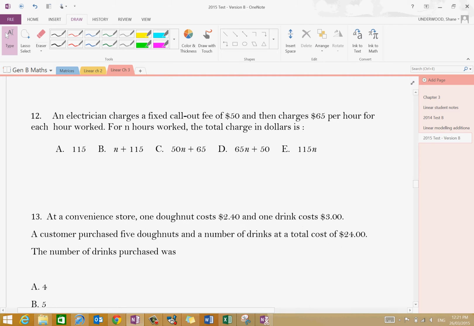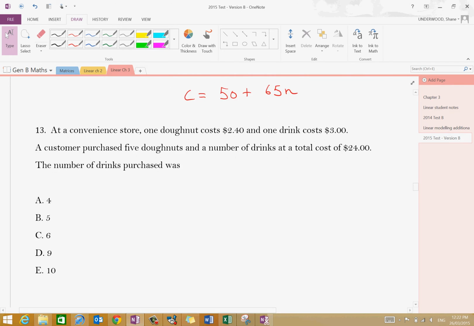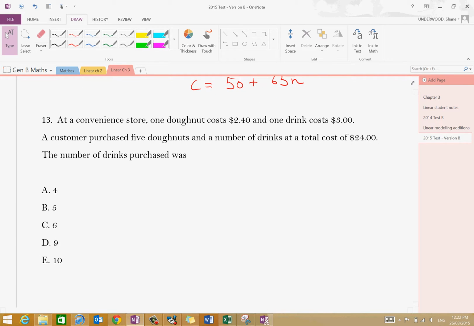Electrician, this was done fairly well. The answer was D. Because he charges $50 plus $65 for every hour, and hours was N. That was done fairly well. This one was also done fairly well.